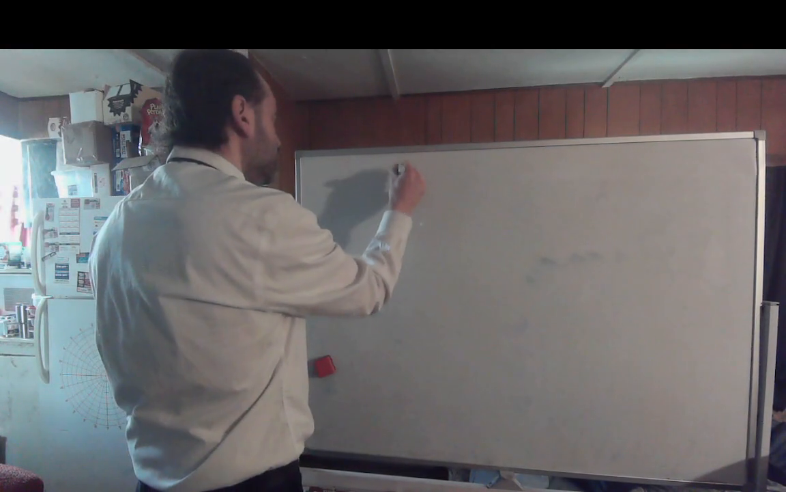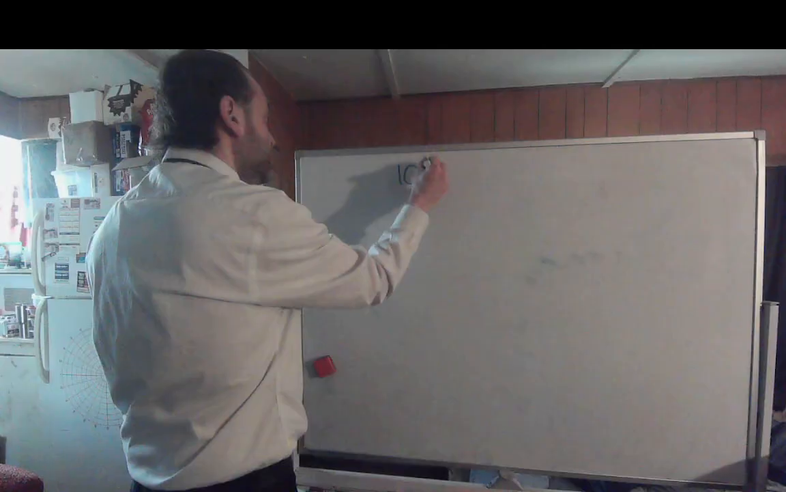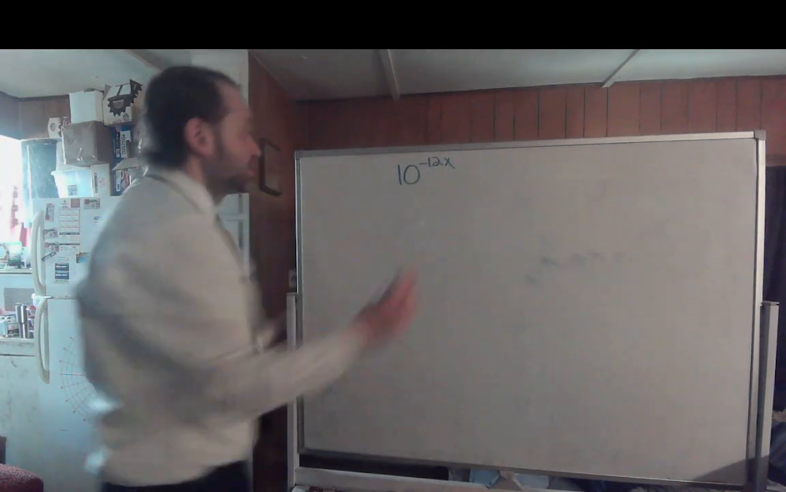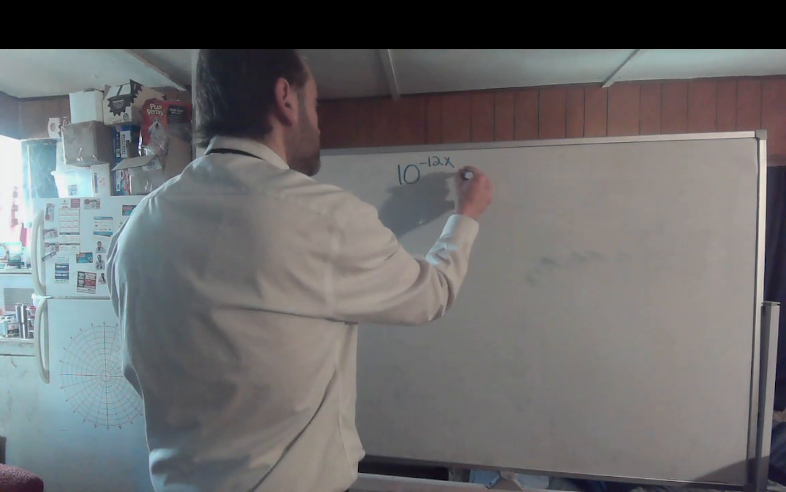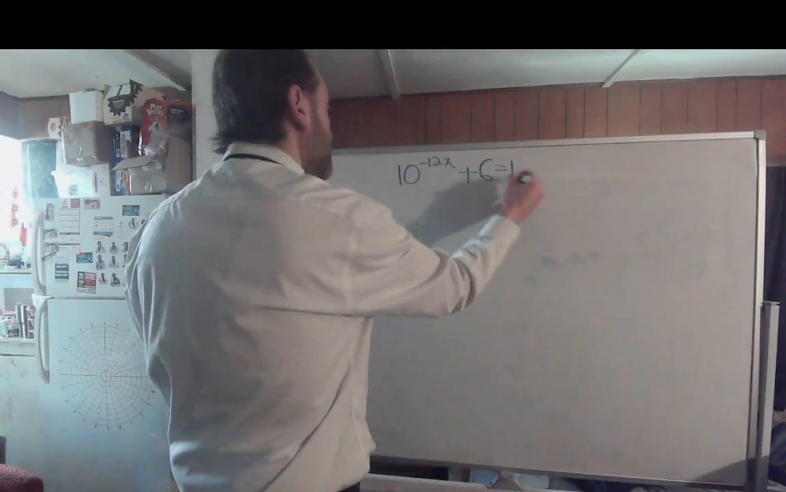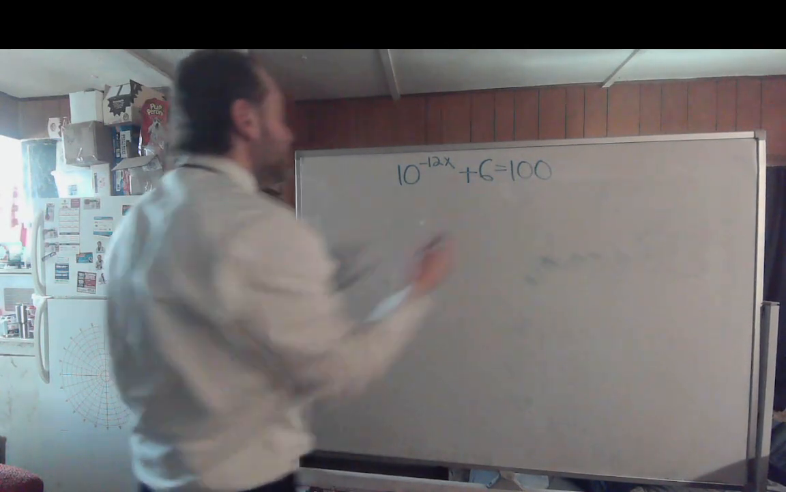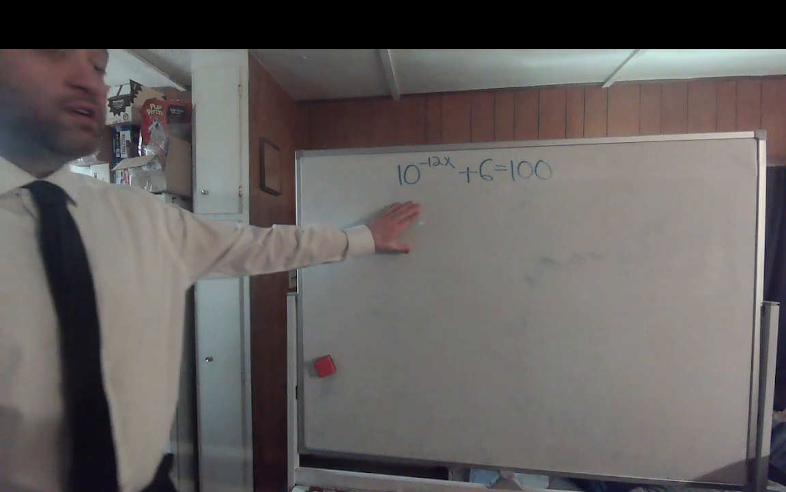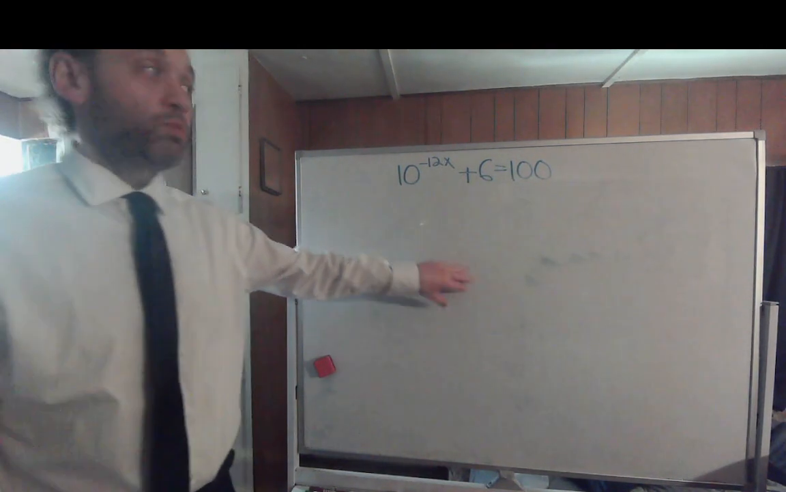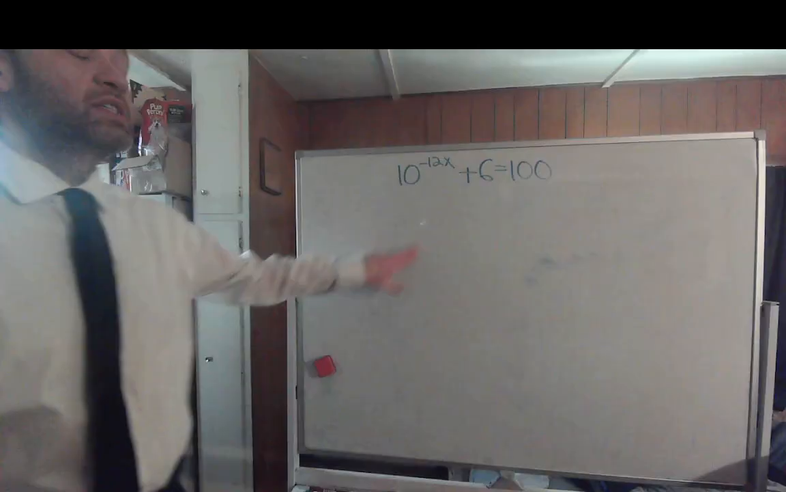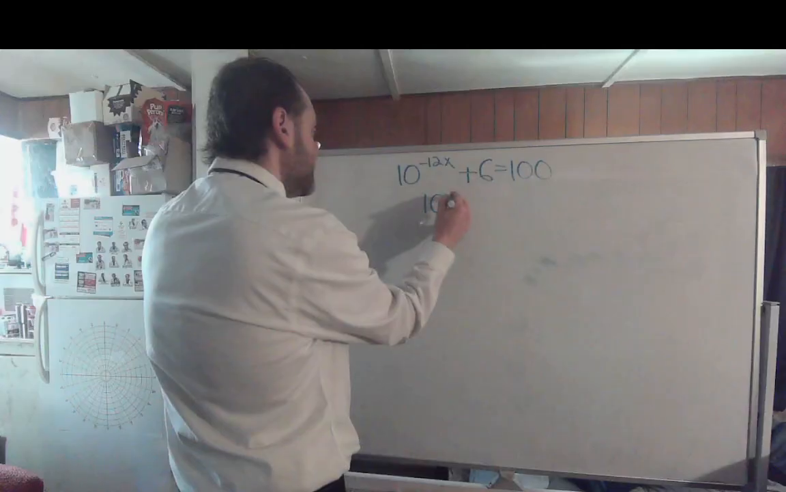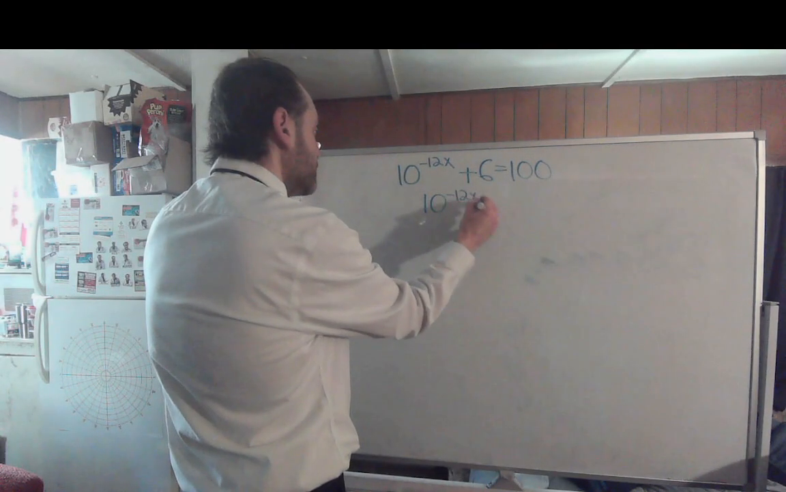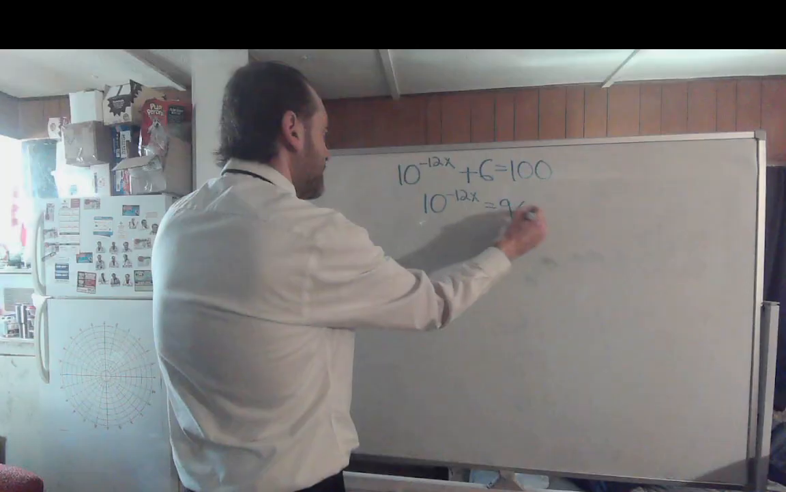All right, we have 10 to the negative 12x plus 6 equals 100. Well, let's get that 10 to the negative 12x by itself first. So we'll end up getting 10 to the negative 12x would equal 94.